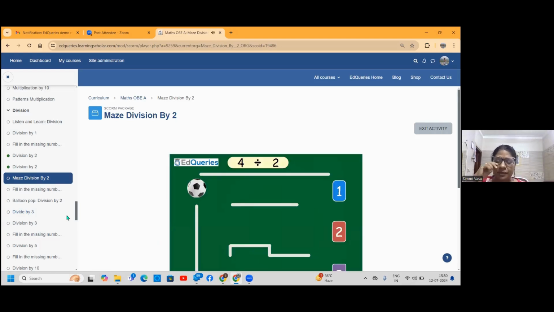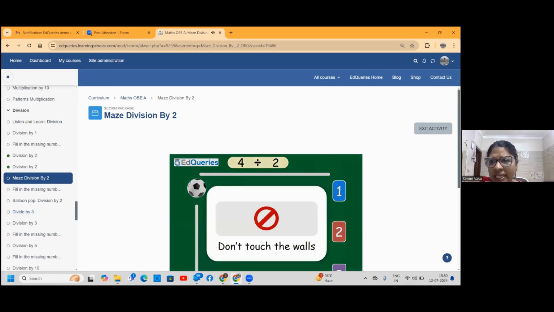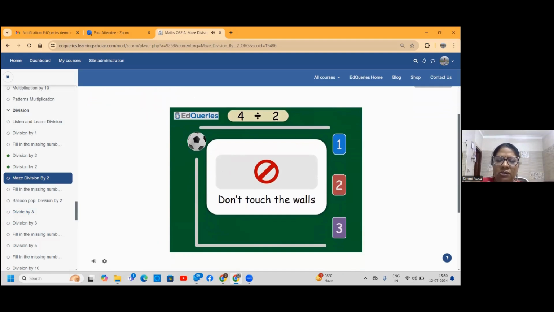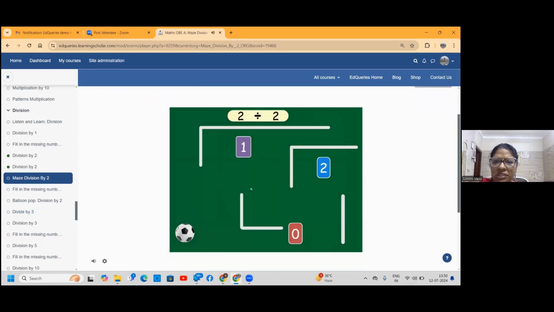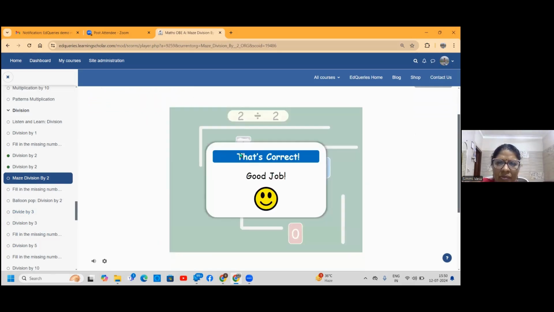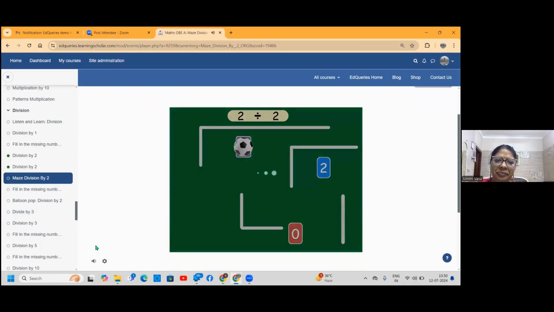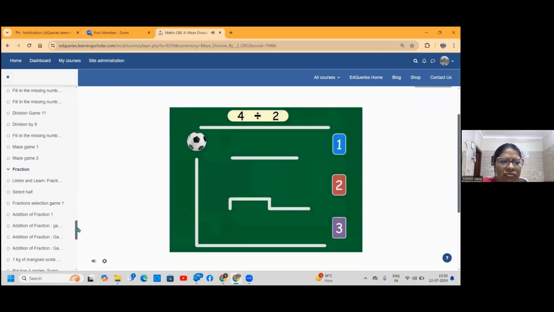Grab the ball to its correct goal. So it's like a maze. Remember, don't touch the walls. A little skill we've added. So you have to try to take the ball without touching. Good job. Now from here, I want you to go to fractions.